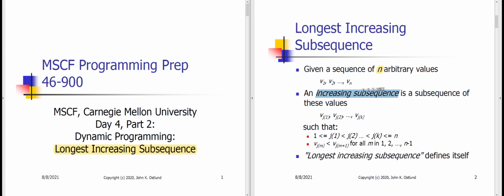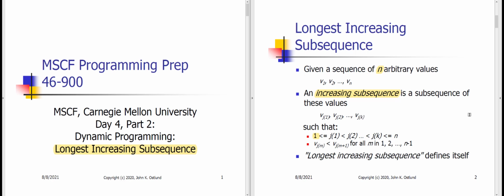So an increasing subsequence is a sequence of these values where the subscripts of these values are in increasing order, although there may be gaps in between the subscripts. That is, 1 is going to be less than or equal to the subscript of the first value, which in turn is going to be less than the subscript of the second value in the increasing subsequence, and so on, which in turn is going to be less than the final subscript in the sequence of values, and that in turn has to be less than or equal to n.